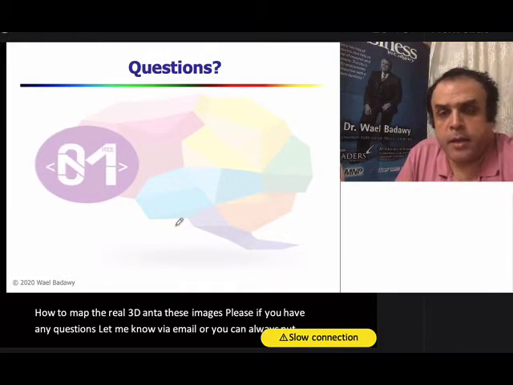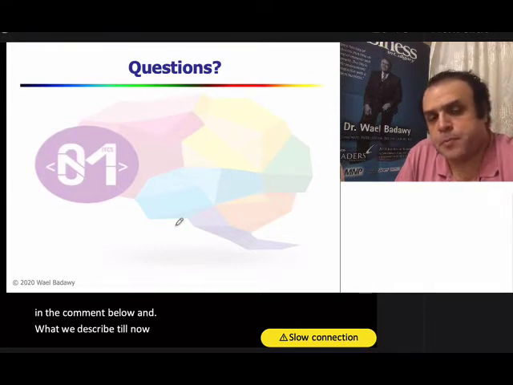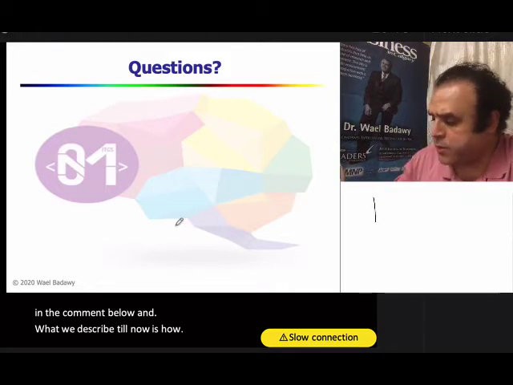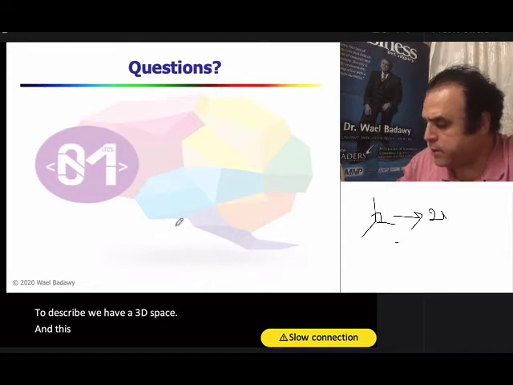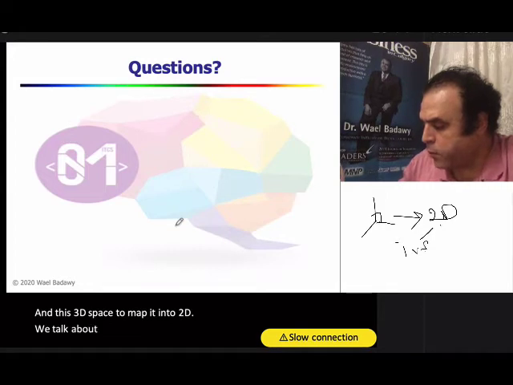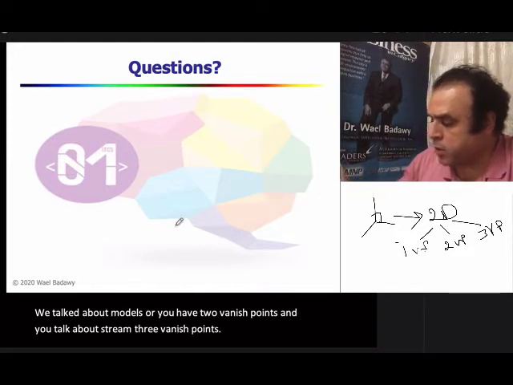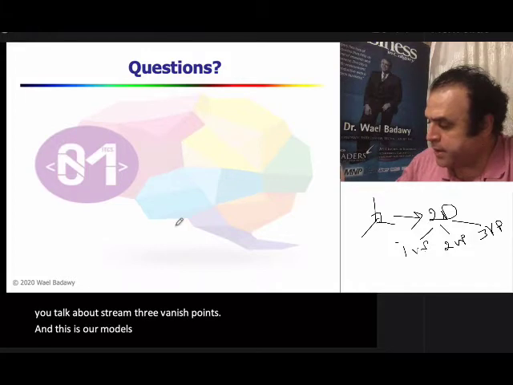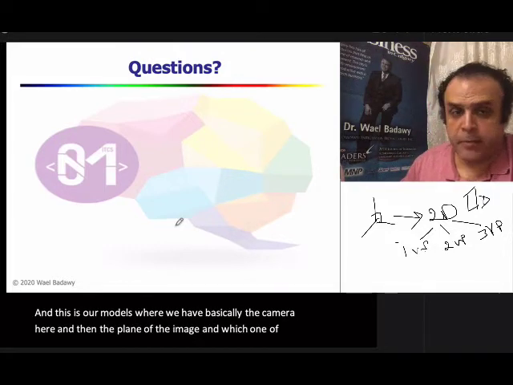And what we described till now is how to describe a 3D space, and to map this 3D space into 2D, we talked about one vanish point. We talked about models where you have 2 vanish points, and then three vanish points. And this is our model where we have basically the camera here, and then the plane of the image, and which one of these will map to this particular plane.